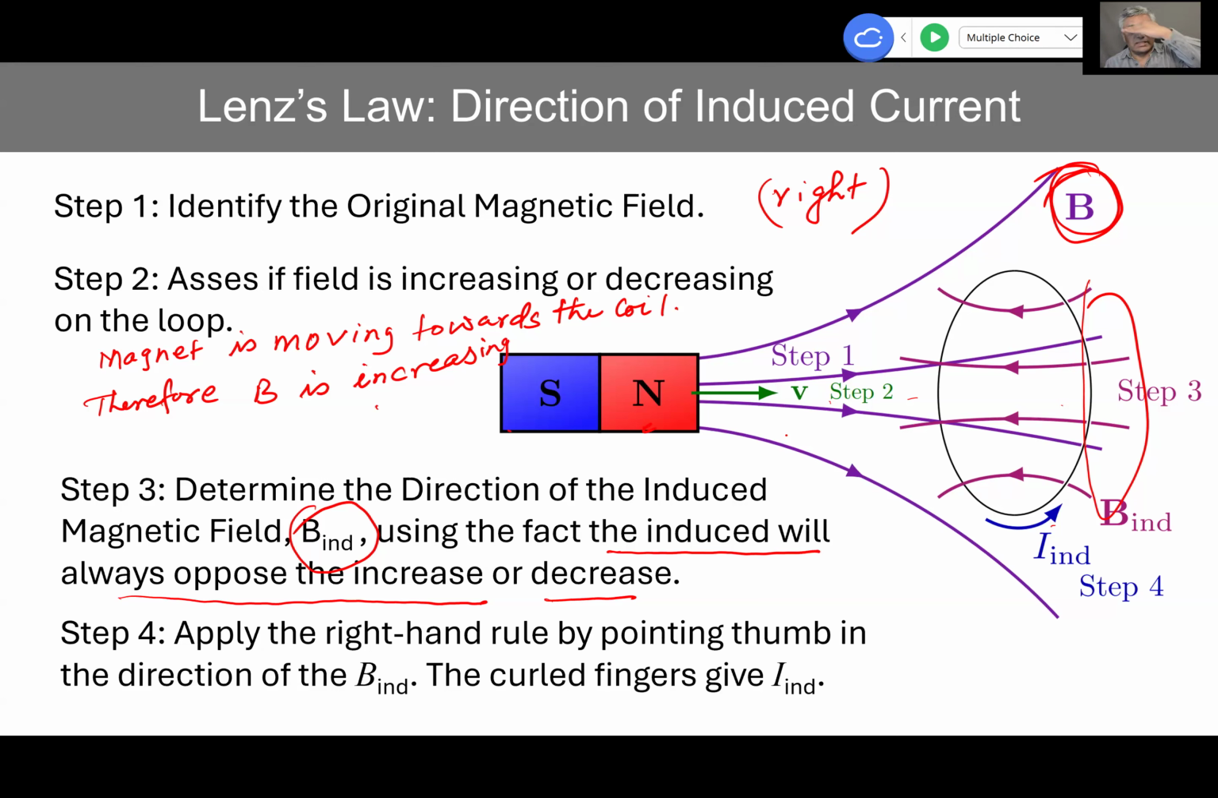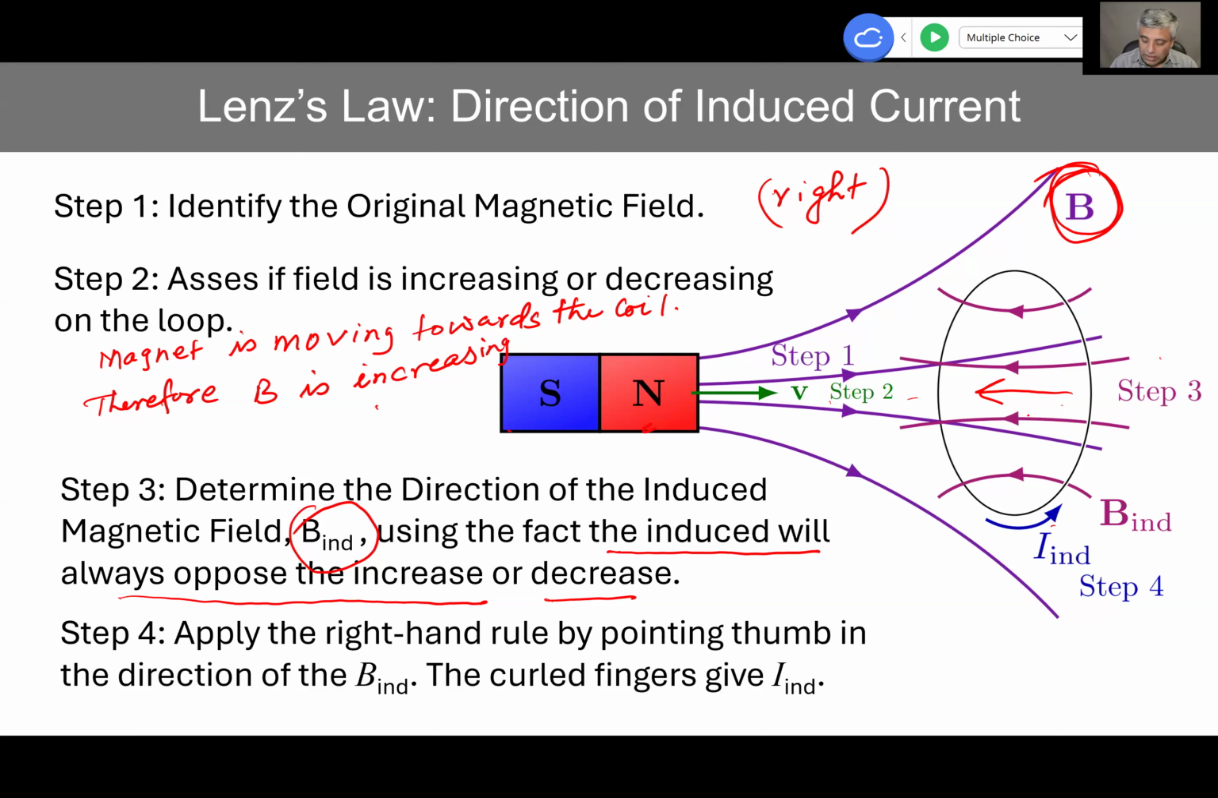So the original field is, let's say, going to the right. Now the opposing field has to be to the left. Do you see that here? That's what I'm drawing in step 3, okay? This field here, this color, try to match all these colors. All these things are relevant for step number 3. So now we know the induced field is going to be in the opposite direction of the original field.